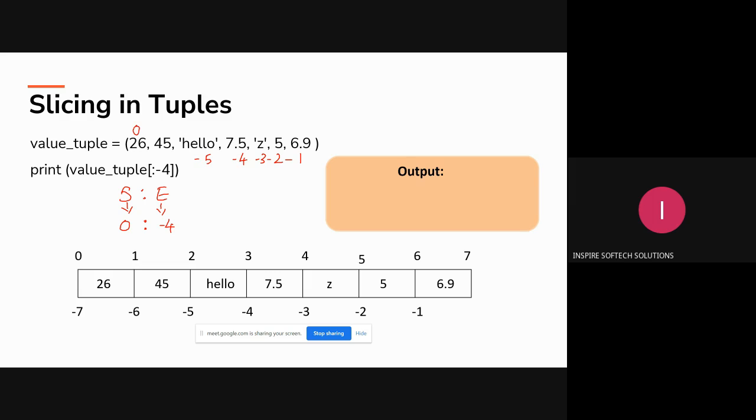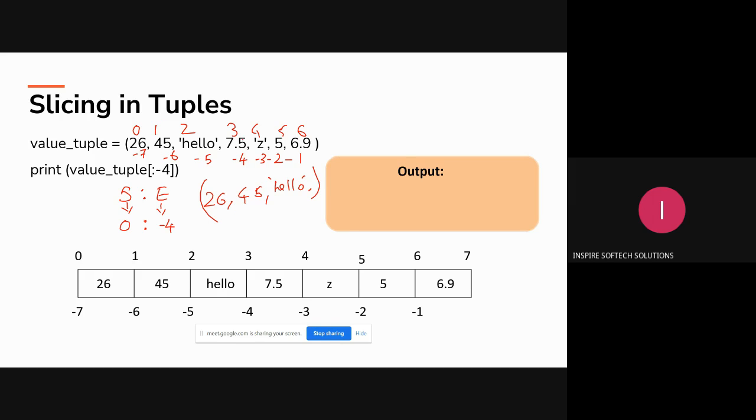I have to start from 0. 1, 2, 3 goes on. So 26, 45, hello, 7.5. 7.5 for sure. No, only up to hello. Why? -4 is not considered. Okay, -4 will not be considered.